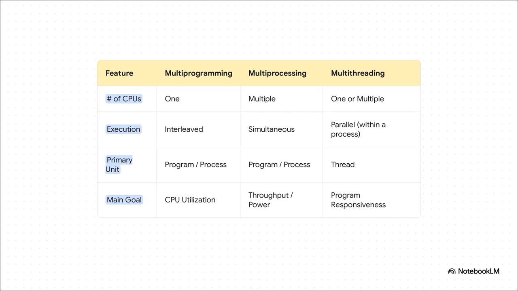For the number of CPUs, multi-programming is stuck with one, while multi-processing requires multiple. Multi-threading, it's flexible. It can work on one CPU or many. Now for execution, look at the clear difference. Multi-programming is an interleaved illusion. Multi-processing is truly simultaneous. And multi-threading is parallel inside a program. Their goals are also totally different. CPU utilization versus raw power versus program responsiveness.